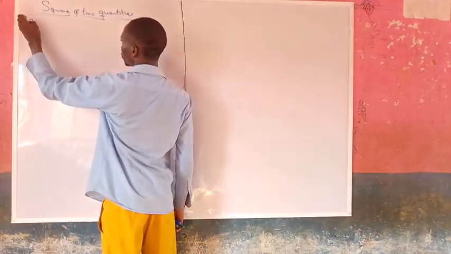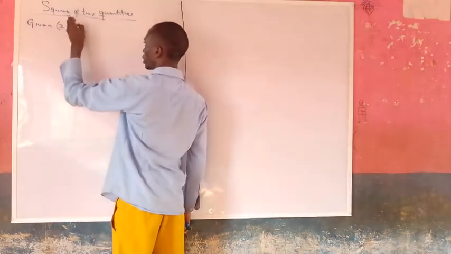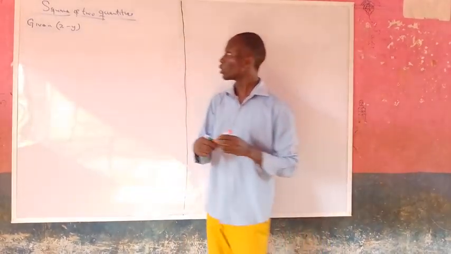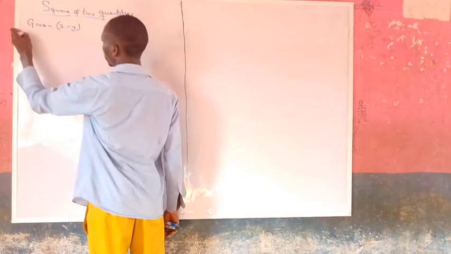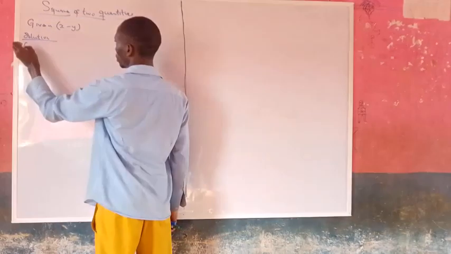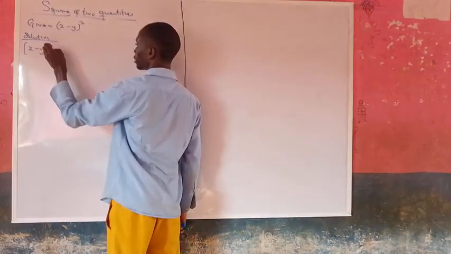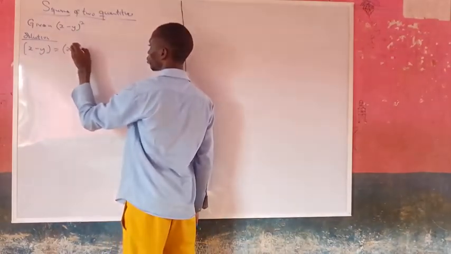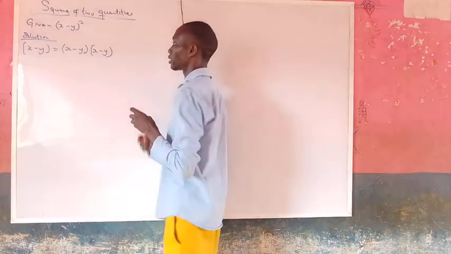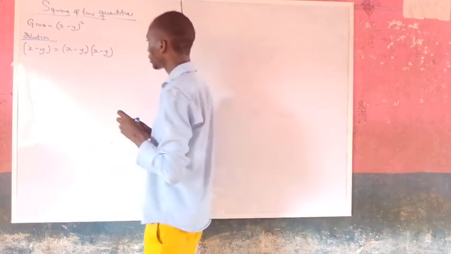So if we are given x minus y squared, this is the difference of two quantities. So this can be solved, solution. This can be solved as what? x minus y squared is equal to what? x minus y in brackets and x minus y in another bracket. Alright, that's good. But looking at this question, I want to show you a trick.